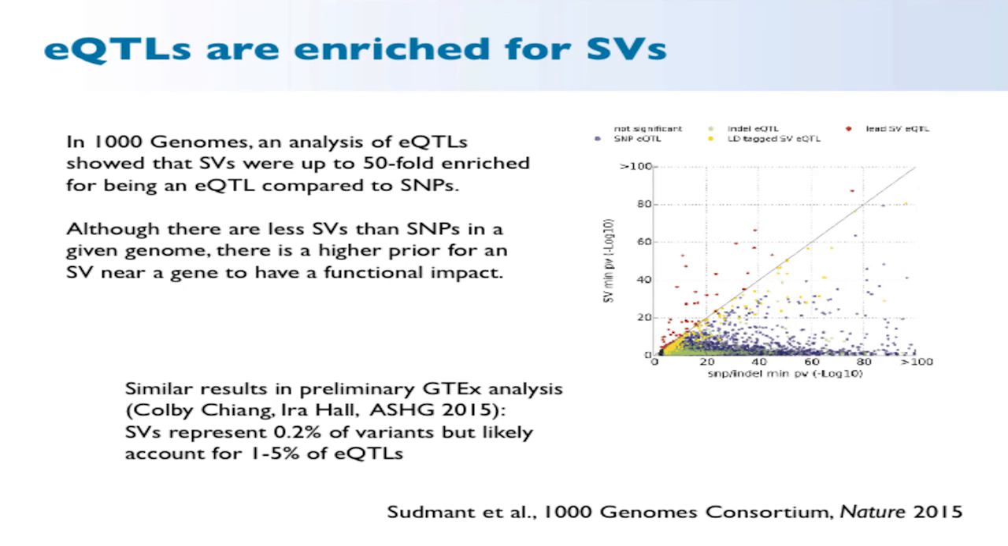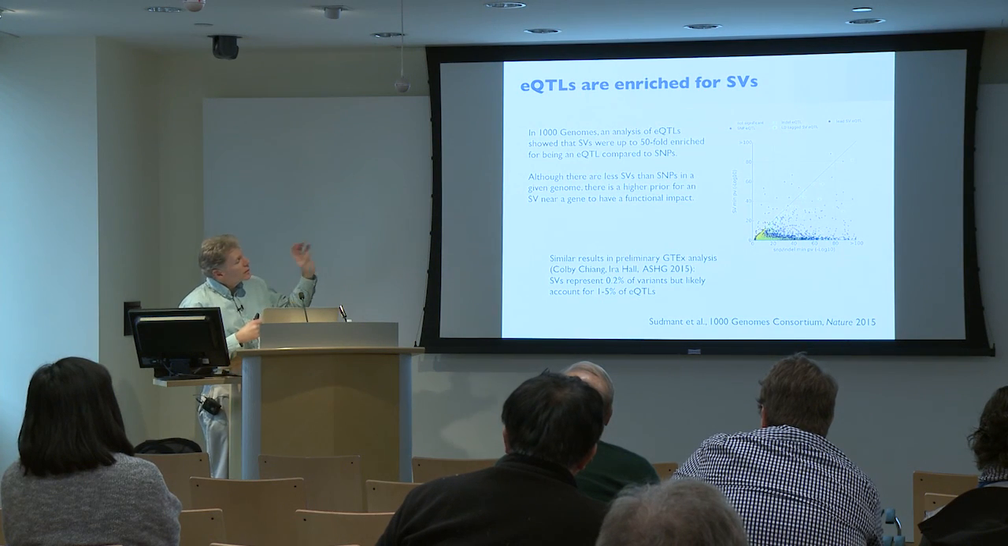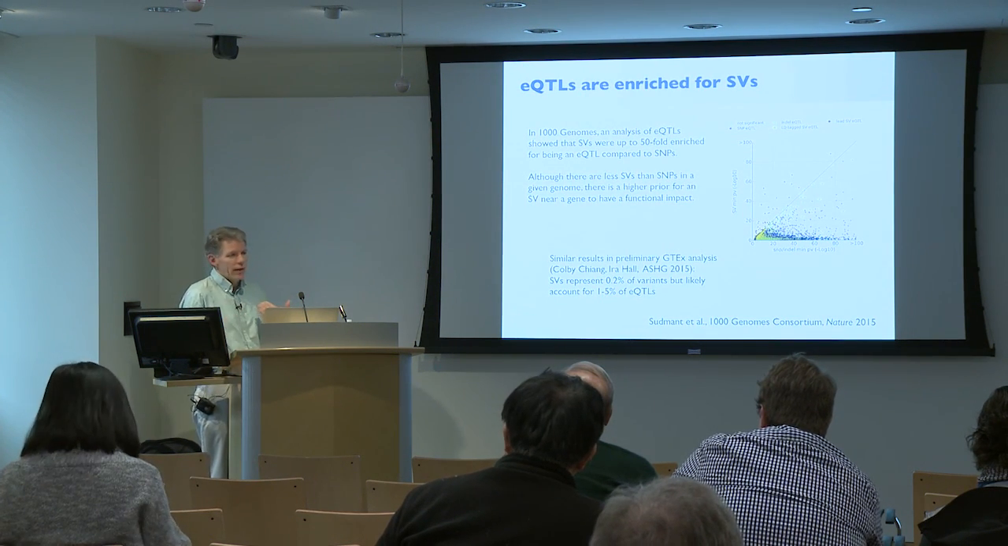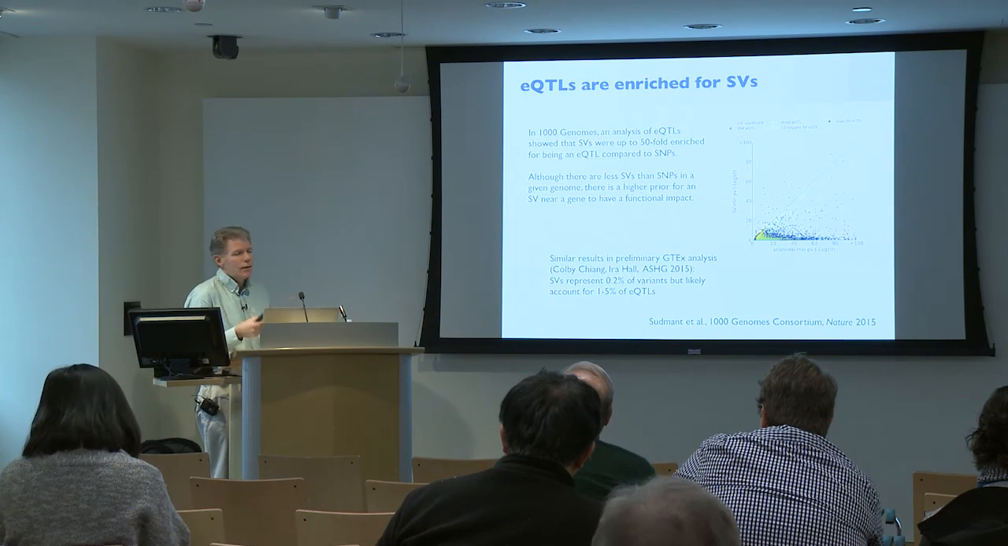And similarly, in the GTEx data at ASHG, Colby Chiang and Ira Hall were reporting a very similar result. They had a little bit bigger error bars, but they were finding more like 5 to 25-fold enrichment of SVs for being eQTLs, accounting for somewhere between 1% and 5% of the eQTLs that they're finding in the GTEx data now across many different tissue types. So this is a hint that when SVs occur, variant for variant they tend to have a larger impact on phenotype. And another thing I'll mention is that in 1,000 Genomes, they also found there was a correlation with length. Longer SVs tended to be more likely to be eQTLs and to have more impact on genes.